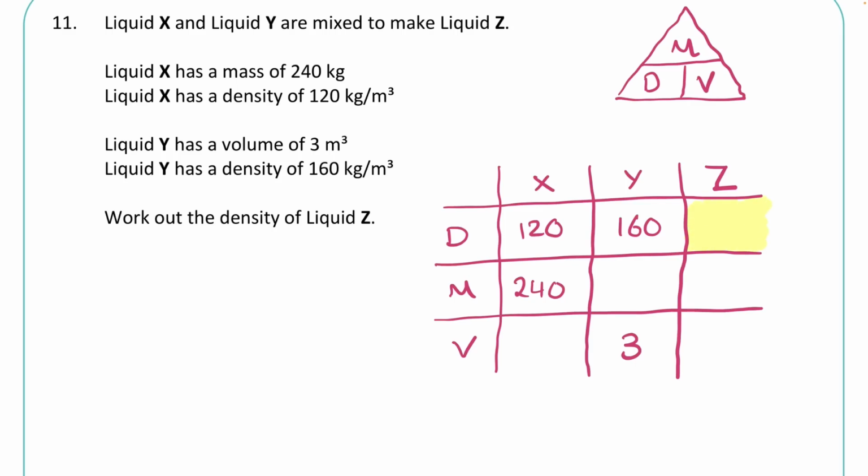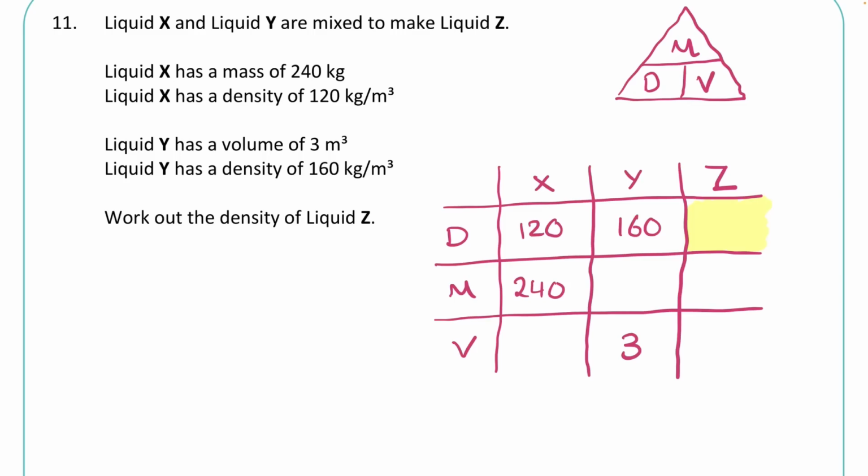Now remember, densities cannot be added together. When they are mixed together, we create a bit of an average between the two, and we're going to find out what that is. The only way to calculate a density is to get the total mass and the total volume, and then use our formula, density is equal to mass over volume.